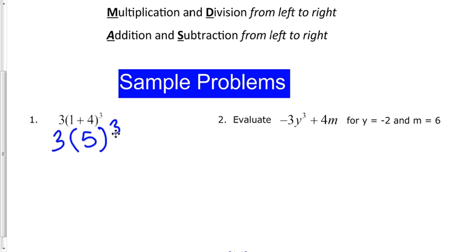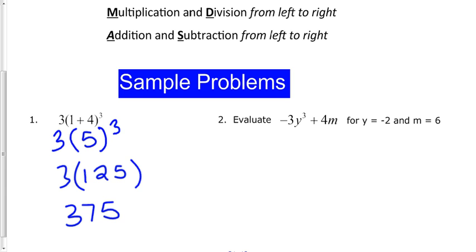So next is exponents, so I need to take 5 to the 3rd power, right? Not multiply 3 times 5. So 5 to the 3rd means 5 times 5 times 5, which is 125. And now I just need to multiply 3 times 125, and my answer is 375.